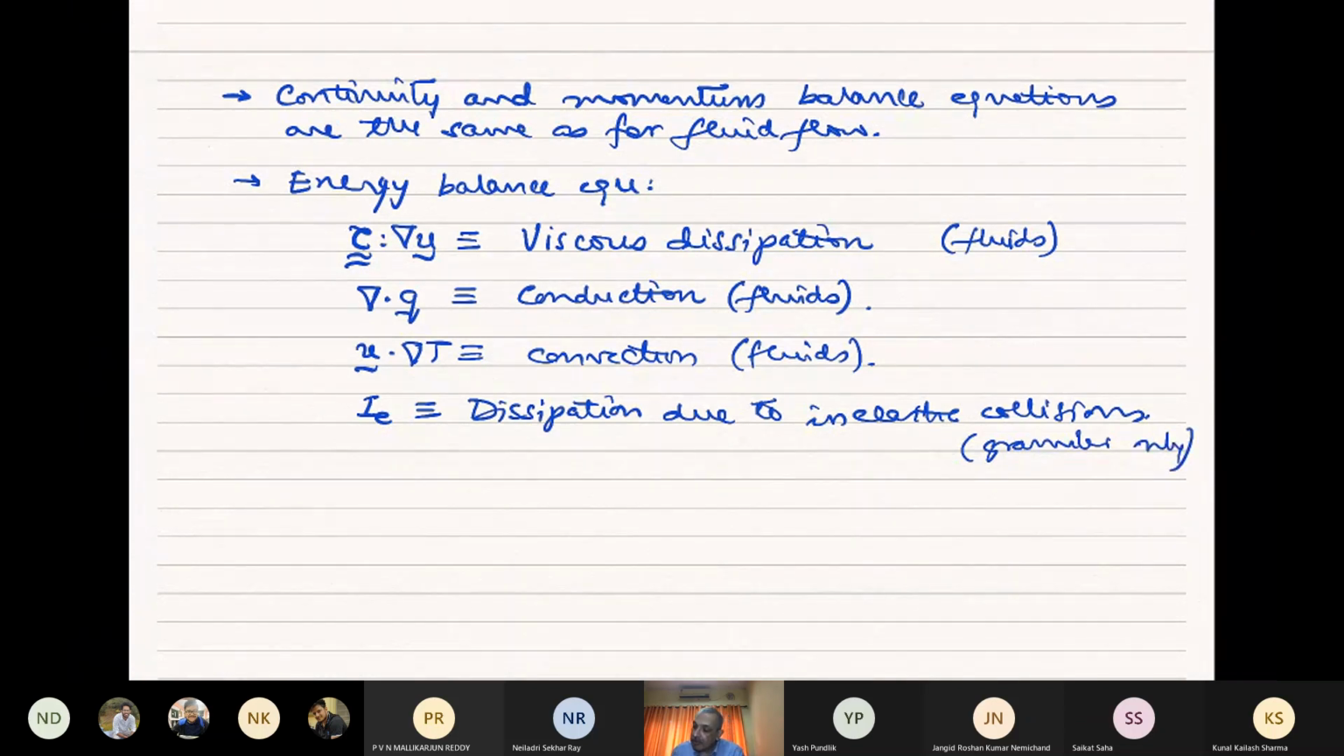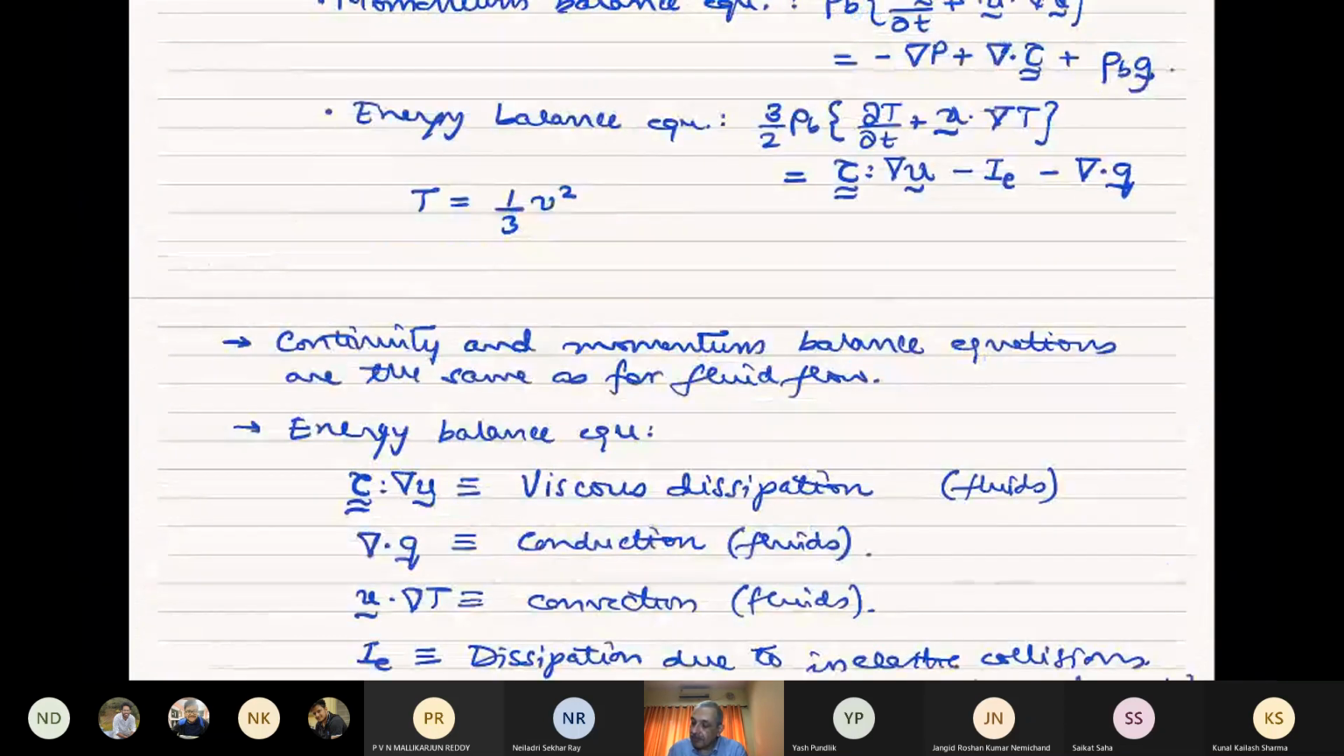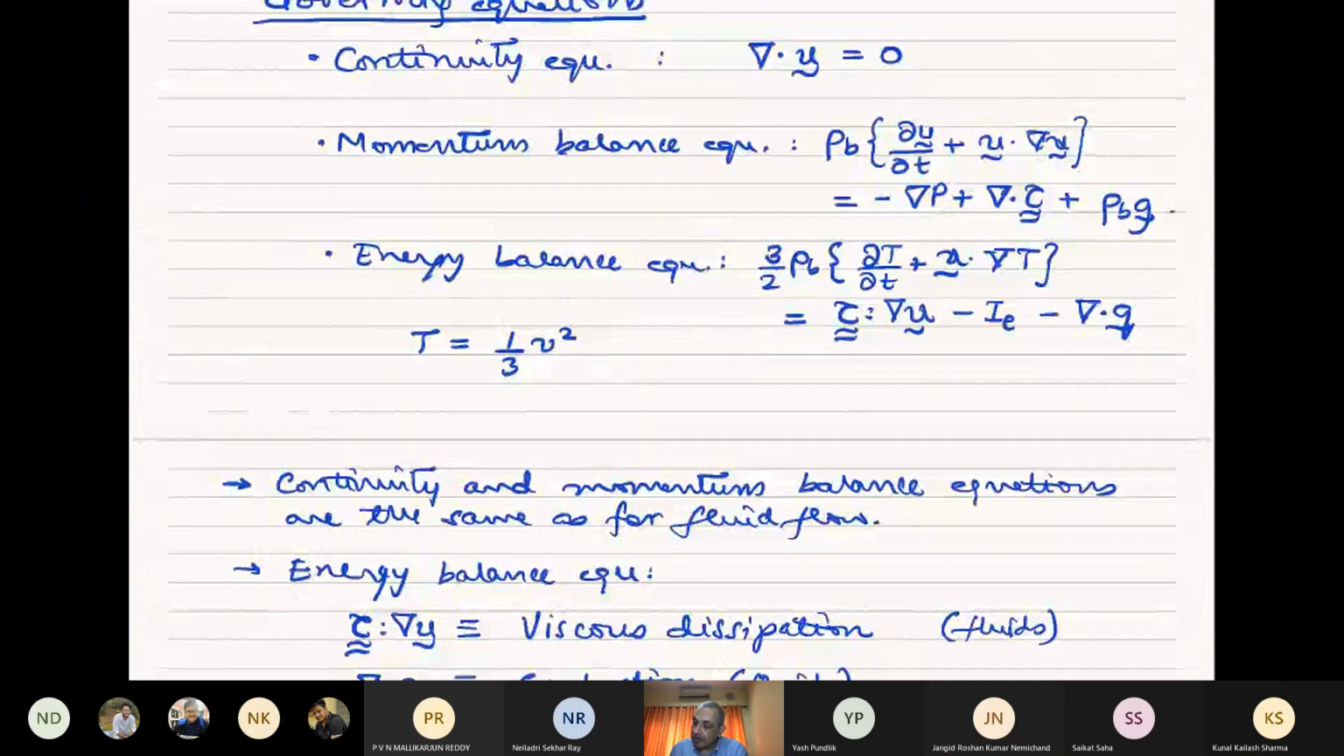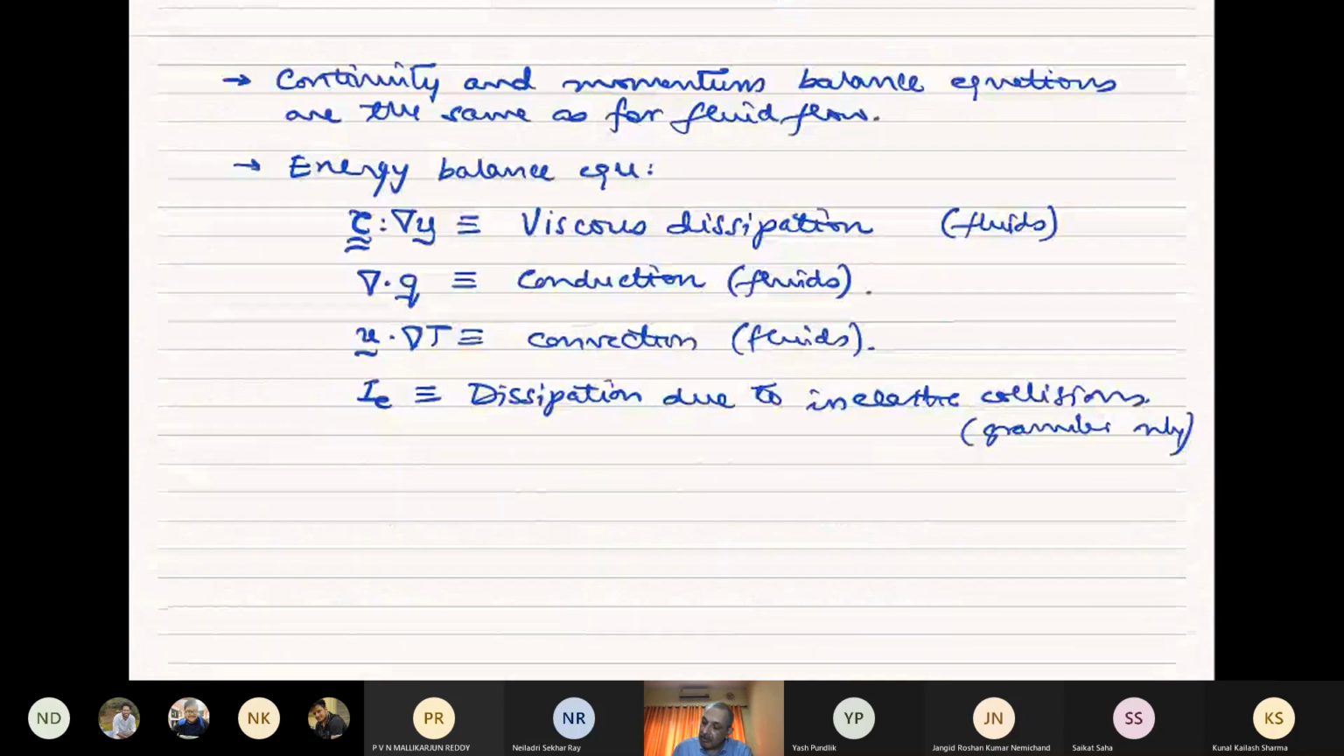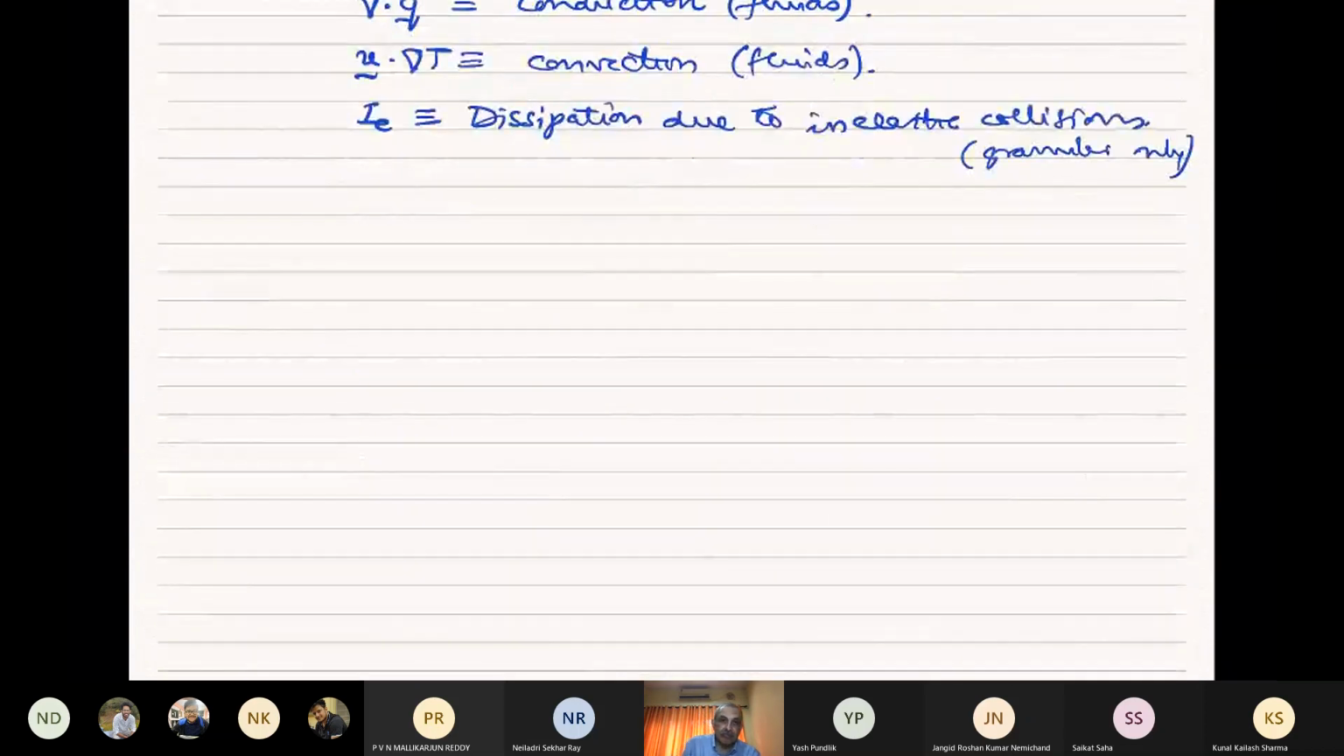Because there is no inelastic collision in fluids. So this is really the only extra term that comes in as far as the equations are concerned. But of course, as we will see, the form of P, tau, IE and Q are all very, very different.